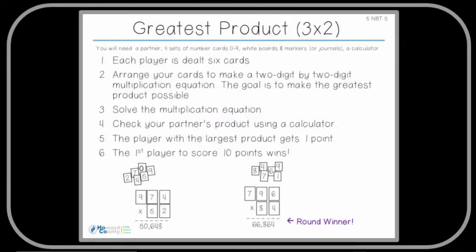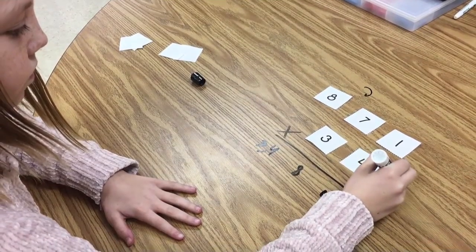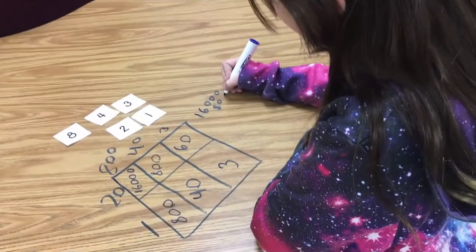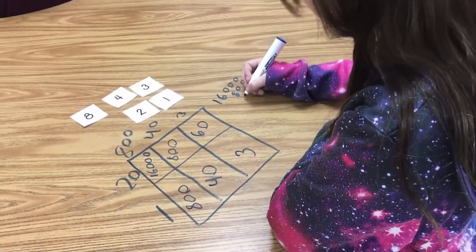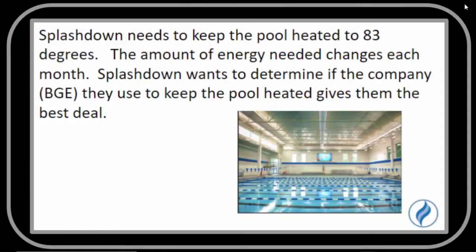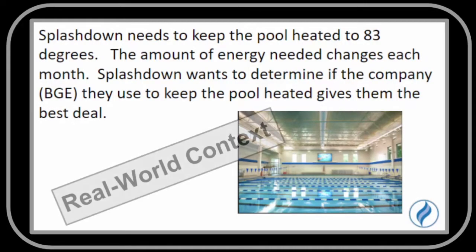To encourage students to apply their understanding of multiplication, it is important to incorporate a variety of games and real-world tasks. In the upcoming video, students use digit cards to create a 3 times 2-digit multiplication problem with the goal of having the greatest product. While one student decided to use the U.S. traditional algorithm, the other student used the area model and then added up the partial products to find the total product.